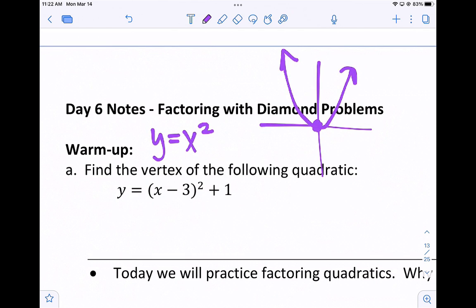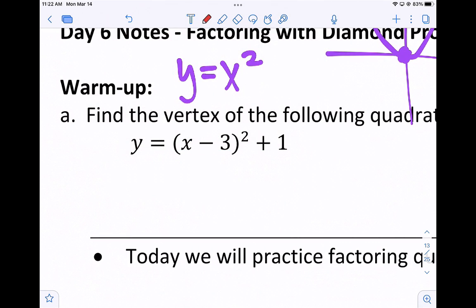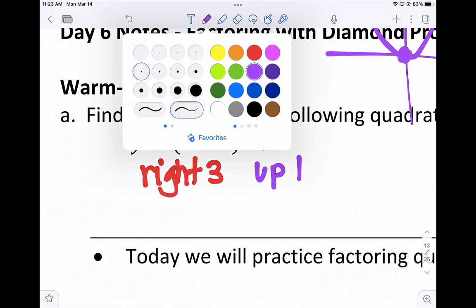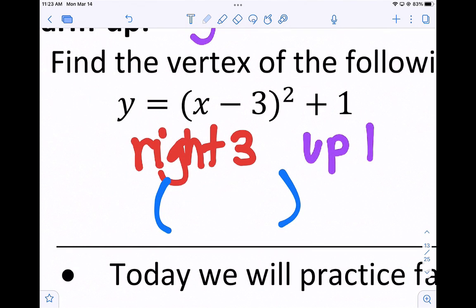In previous units, we've looked at where if we have numbers inside the parentheses, the minus 3 right here, that would shift our function to the right 3, and the plus 1 would shift it up 1. And so if I ask you what is the vertex of this following shifted function, you would say, well, it's 3, 1. So we've done a bunch of examples with this before and looked at patterns.